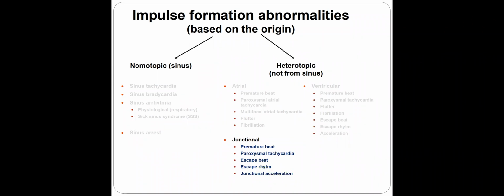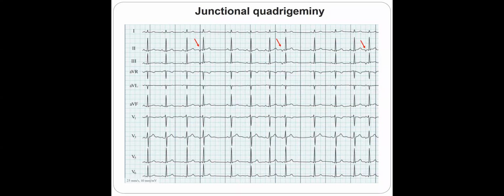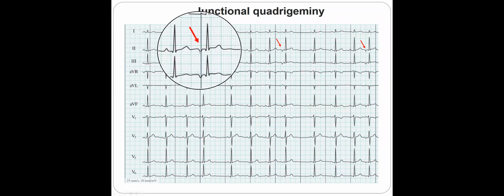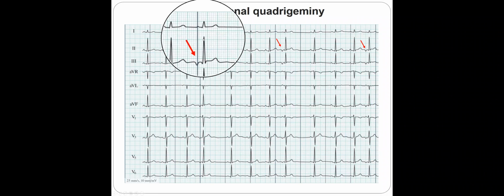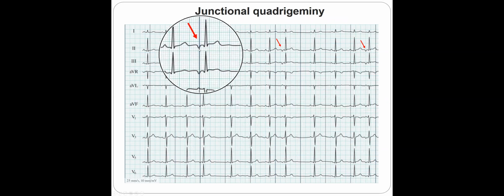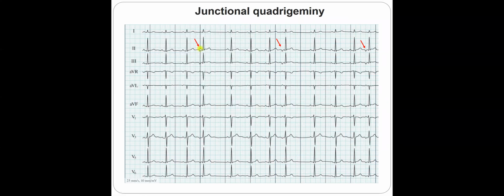Let's see the premature beat. What is the premature beat? Well, the premature beat means an early coming beat. As you see here, that's a sinus, sinus, sinus. That's a negative P. The same kind of QRS complex, but this P came from the AV junction, because every, how many? Let's see, 1, 2, 3, 4. 1, 2, 3, 4. Every fourth beat is a junctional premature beat. This is called junctional quadrigeminy. Clear?